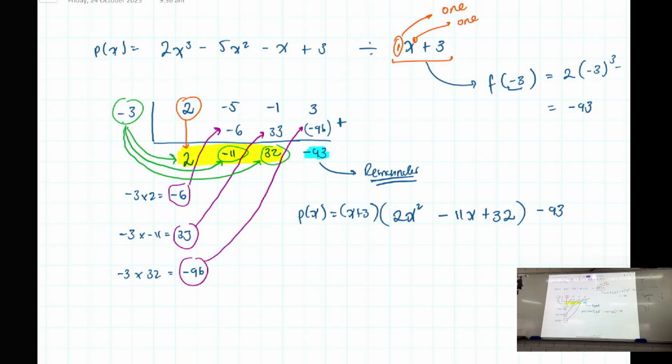So if you had a linear factor that has a remainder of 0, it works exactly. I want to have an example with that. Yep. Sorry?